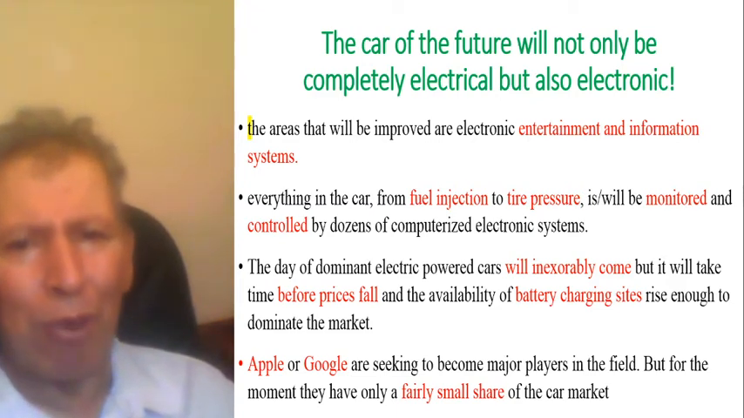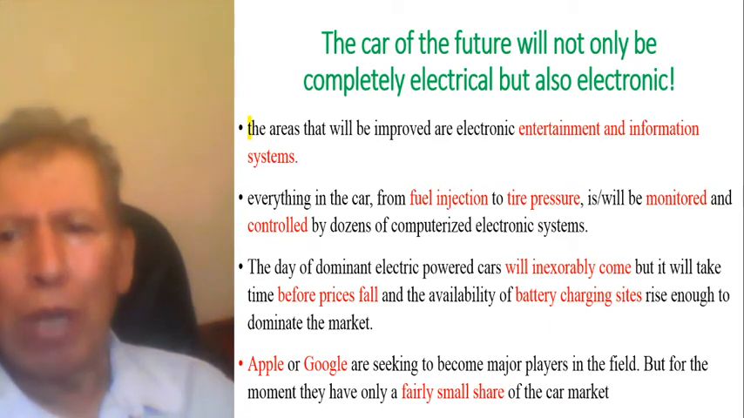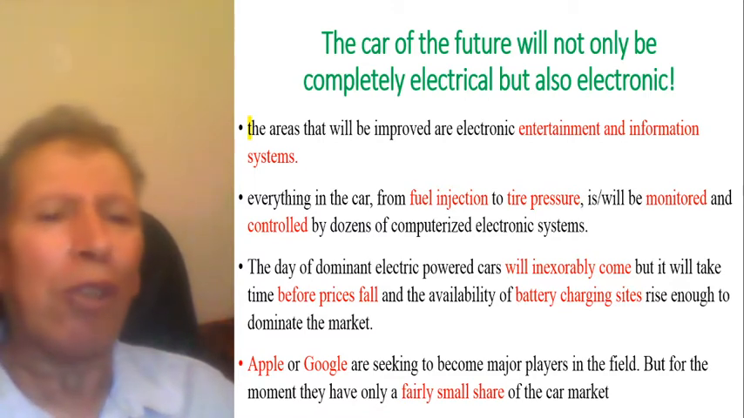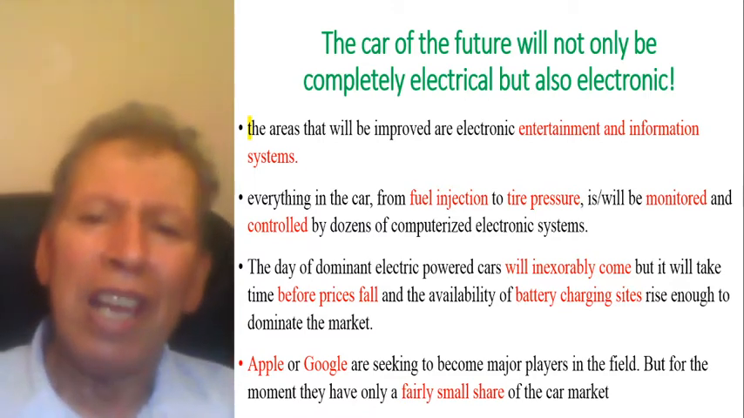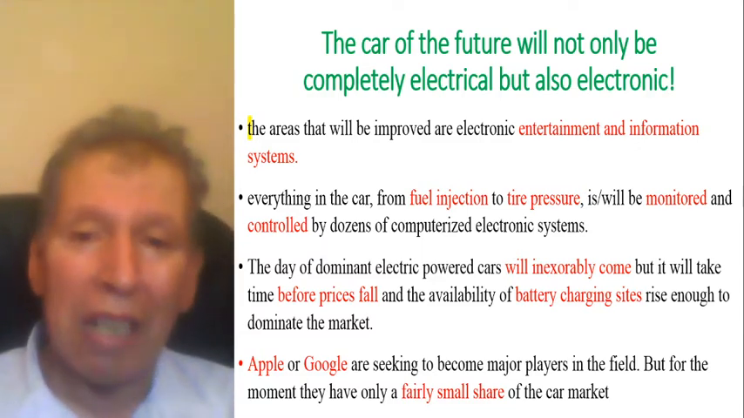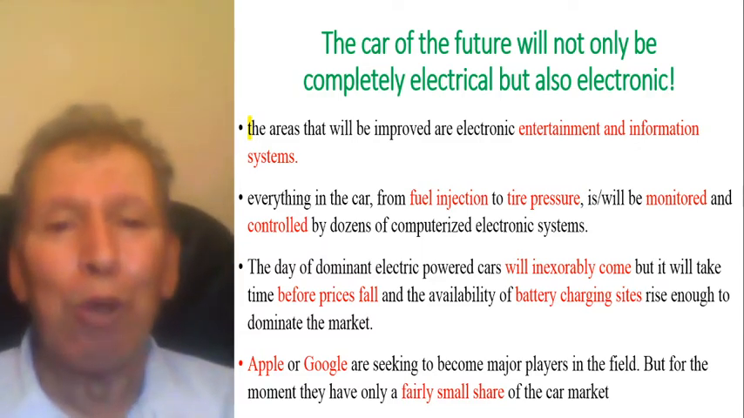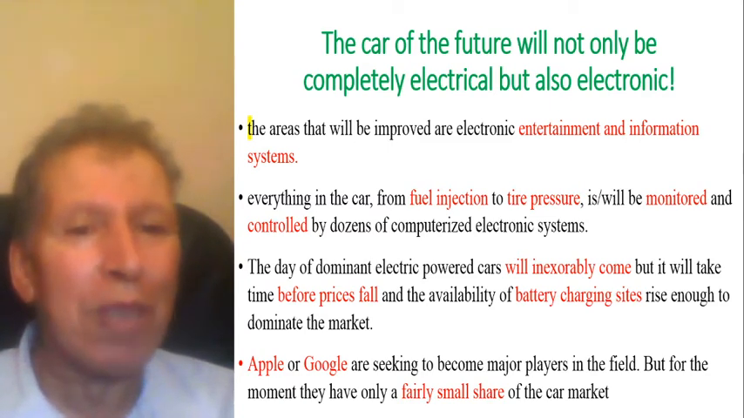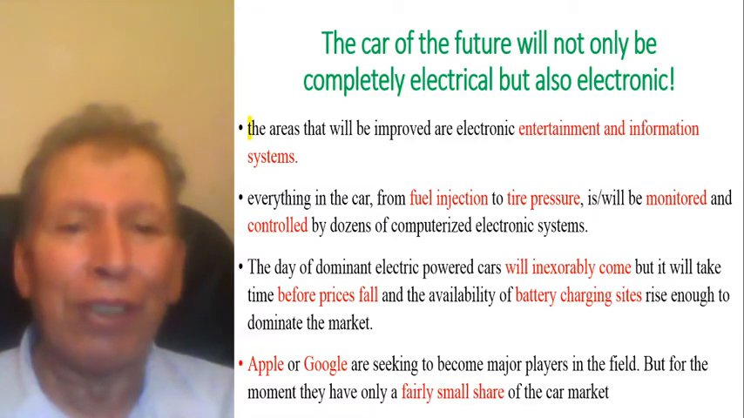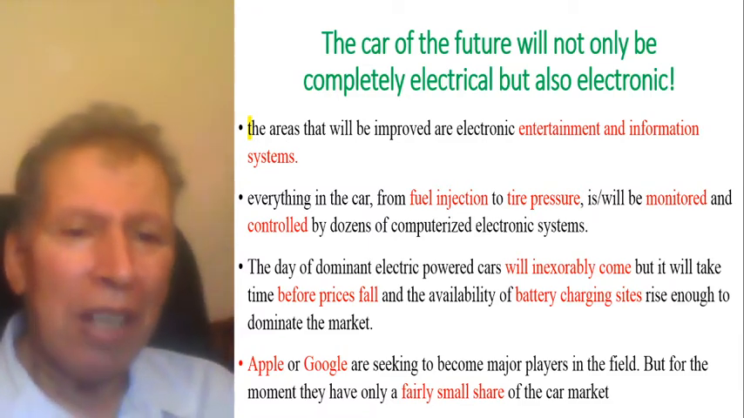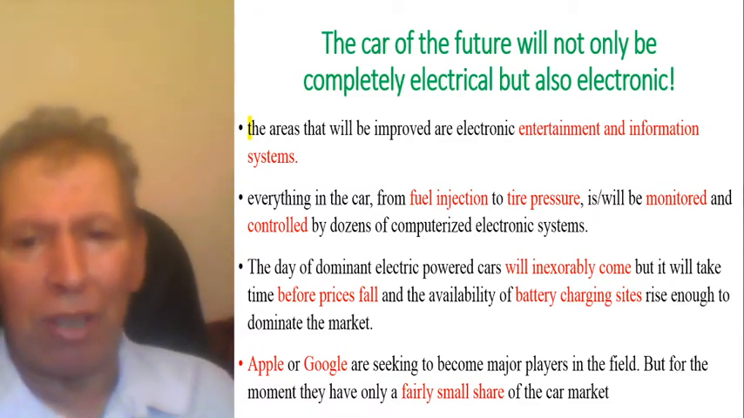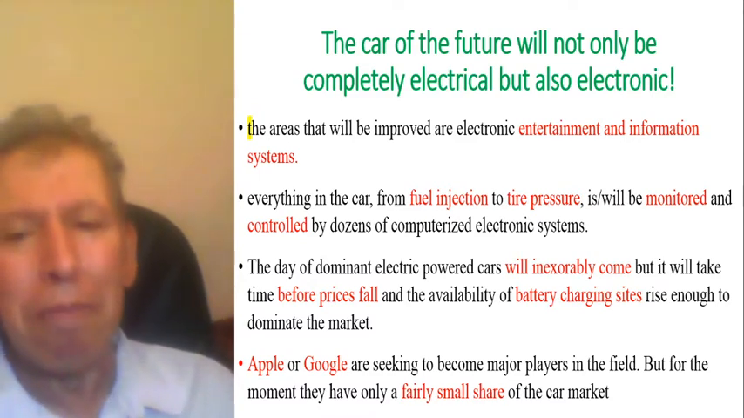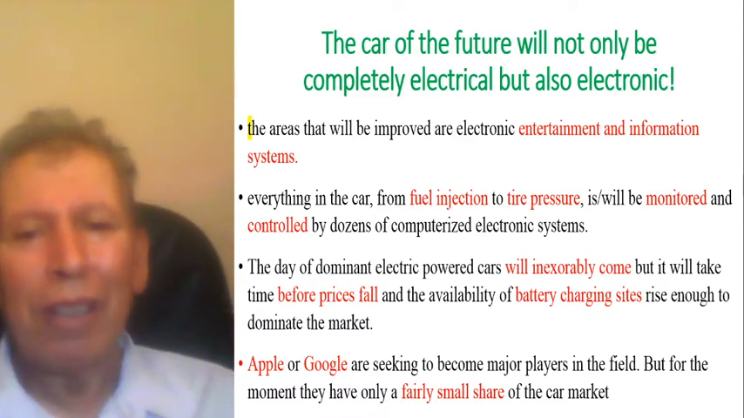Everything in the car, from fuel injection to tire pressure, is nowadays and will be in the future more exclusively monitored and controlled by dozens of computerized electronic systems. Yes, the car will become like a robot. You will be riding in a robot. It will have different systems controlling different aspects. The day of dominant electric-powered cars will inexorably come. Yes, there is no doubt.